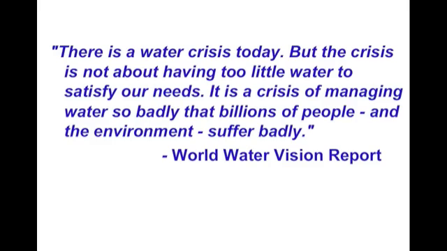So on to the issue of too little water today. This is a quote from the World Water Vision Report, and it says, "There is a water crisis today, but the crisis is not having too little water to satisfy our needs. It is a crisis of managing water so badly that billions of people and the environment suffer badly." So what they're trying to say in this quote is basically that there's enough water on the planet for everyone. However, we manage it so poorly that billions of people are affected by it and it causes negative problems.